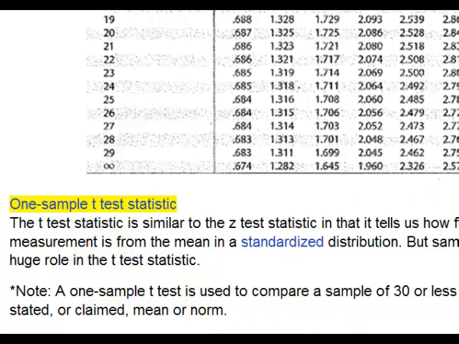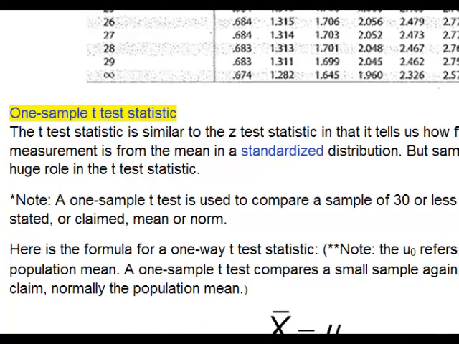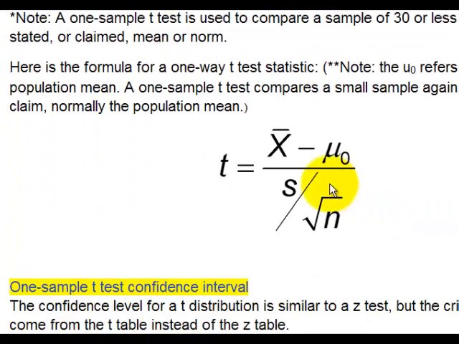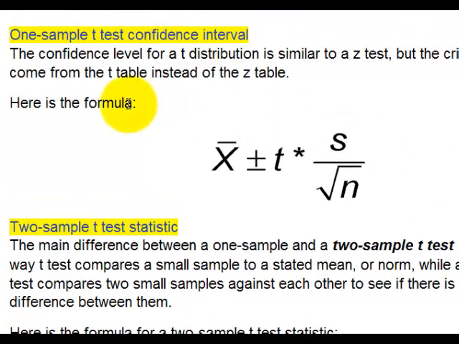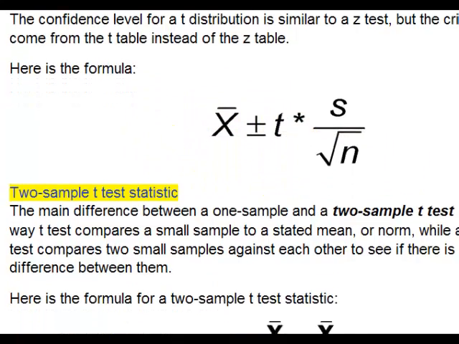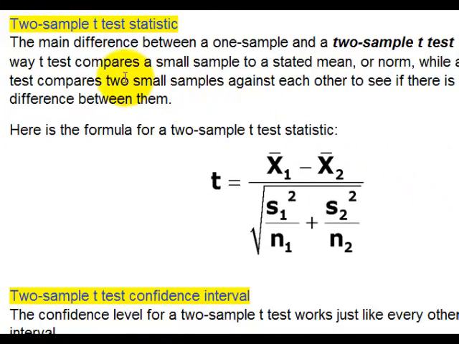A one-sample t-test is the same as a dependent t-test. You'll notice that looks just like a z-score. And here's a one-sample t-test confidence interval. I don't think we're going to be doing much of that. But there's a two-sample test, right?